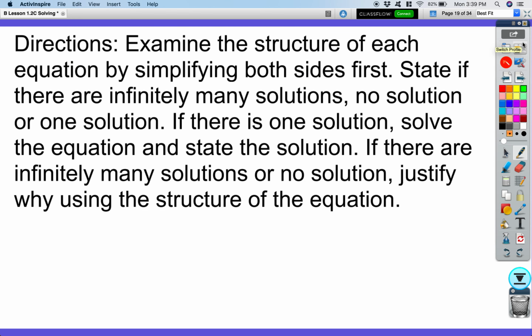It says directions. Examine the structure of each equation by simplifying both sides first. State if there are infinitely many solutions, no solutions, or one solution. If there is one solution, solve the equation and state the solution. If there are infinitely many solutions or no solutions, justify why using the structure of the equation.